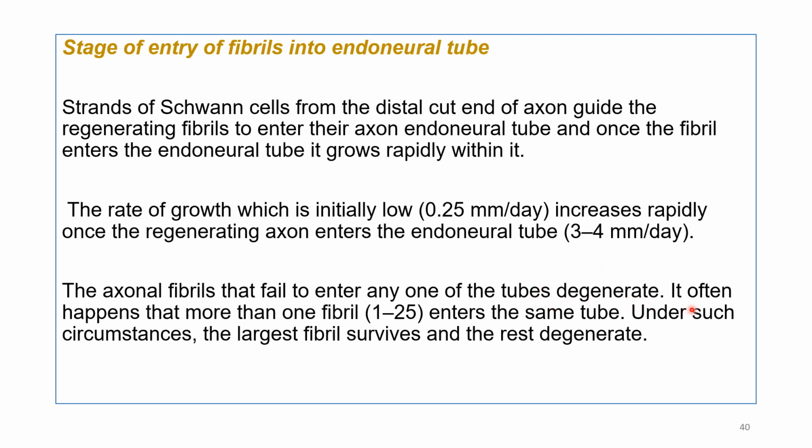Okay. Then 1 to 5 fibrils may enter the same tube. Under such circumstances, what happens? The largest fibril will survive and the rest of the fibrils will degenerate. So, more than 100 fibrils are coming from the proximal end of the axon. Then what happens? Up to 25 fibrils enter into the tubes and the remaining will degenerate. In these 25 also, the largest one will survive and the rest will degenerate.